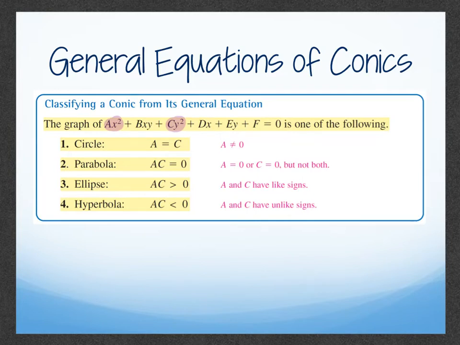If their product is not 0 but is positive, then it's an ellipse. And if their product is negative, but they're not the same, then it's a hyperbola. So these are super easy. You're going to get given an equation, identify your A and your C, figure out the relationship between them, and then classify the conic.